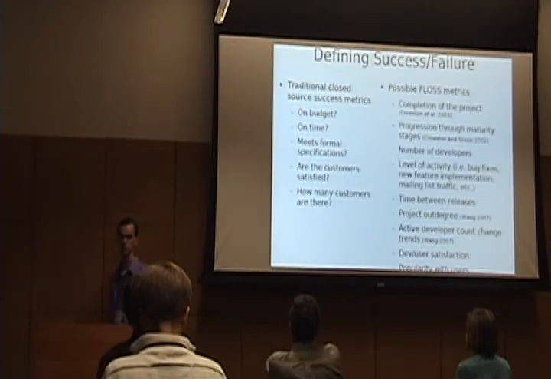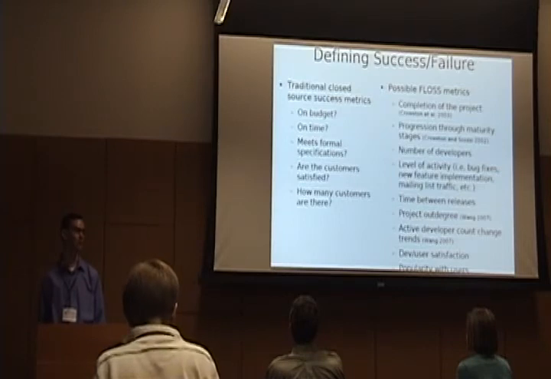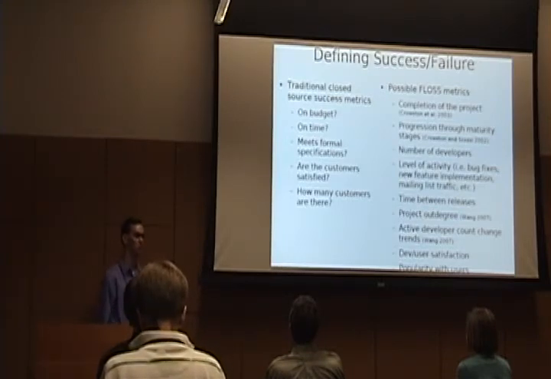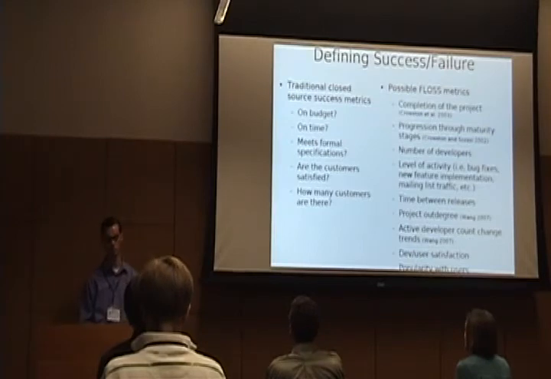In closed source, there's some pretty standard metrics that people use. They say, for example, is the software on budget? Is it on time? Does it meet the specifications that the customers came up with? Are the customers satisfied?